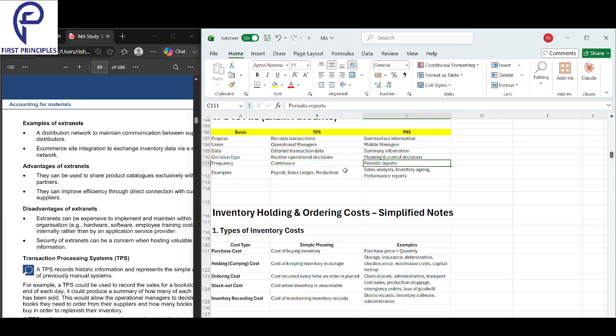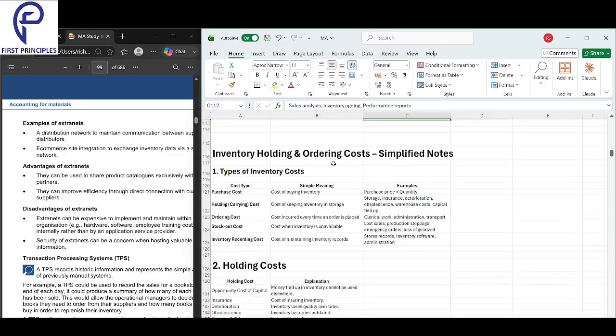It's made on a periodic basis only. Mainly used by payroll, sales, ledger. Here they do use it for analysis, inventory aging reports, performance reports. So these are some of the topics.